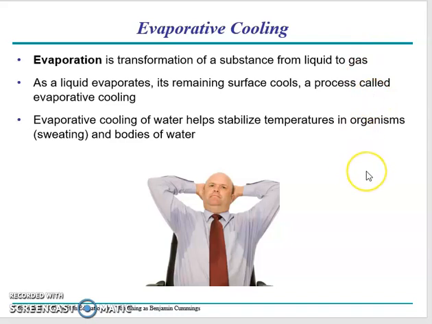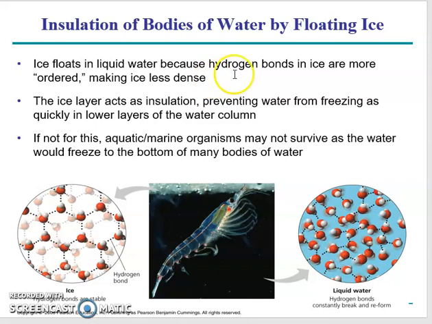So evaporative cooling of water helps to stabilize temperatures in organisms, right? We want to always keep our optimal temperature. For us, it's 98.6 degrees. If we get too hot, we sweat, right? And also bodies of water. As the surface of the ocean, or a lake or a river, evaporates, it will actually cool the water down as well. So I think that's an important concept too.